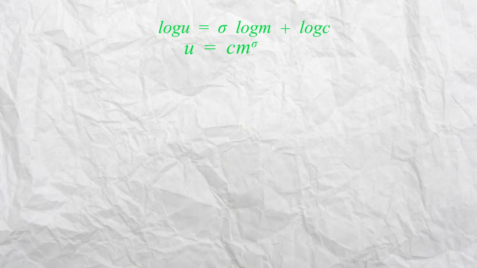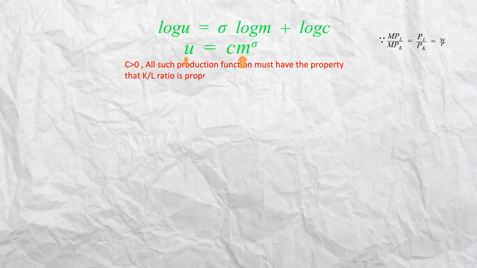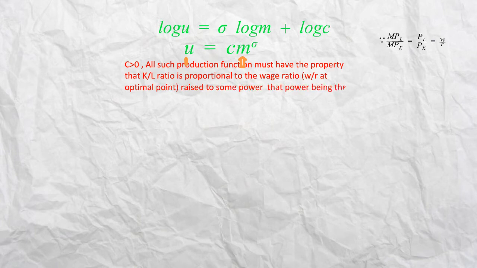Now, what is the interpretation of this tiny beautiful equation? Here, U is the capital-labor ratio and M is the ratio of prices of factors of production. Now, if C is greater than 0 for a certain production function, then all such production functions must have the property that the capital-labor ratio is proportional to the factor price ratio raised to some power, and that power will be the elasticity of substitution of that particular production function.